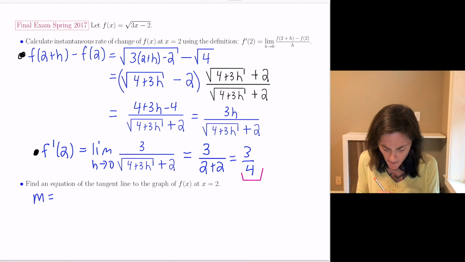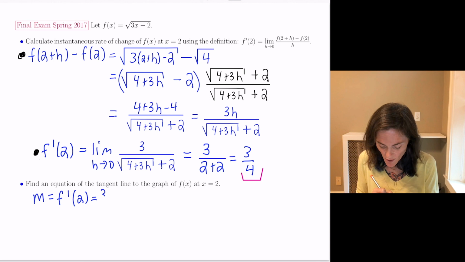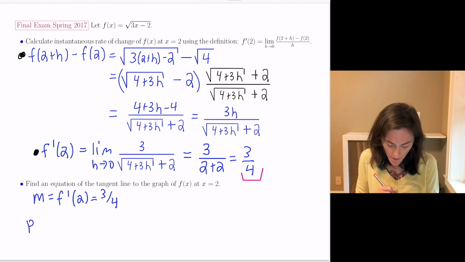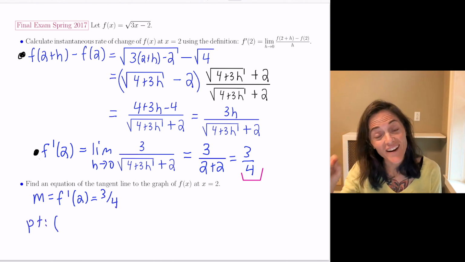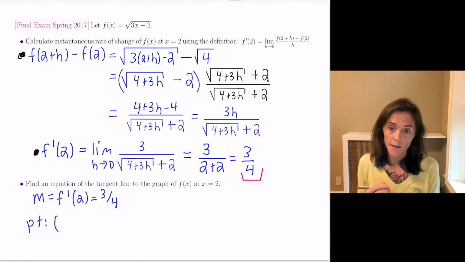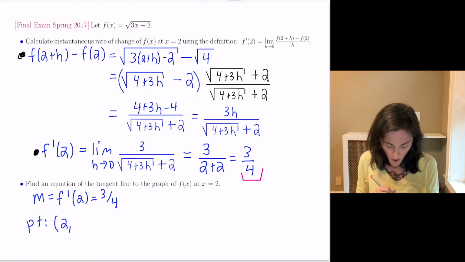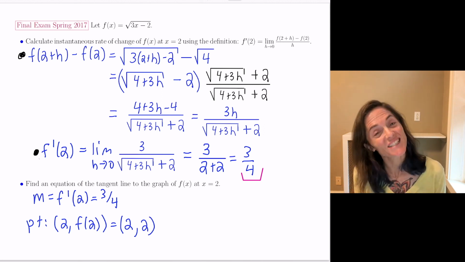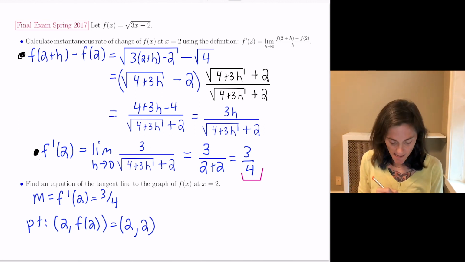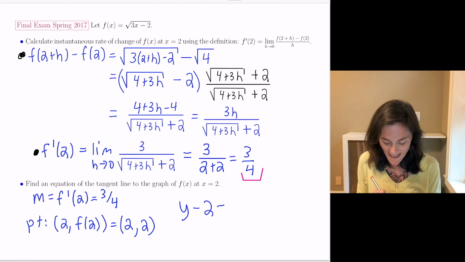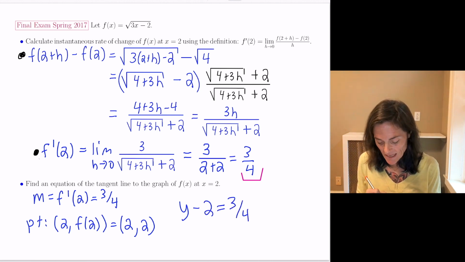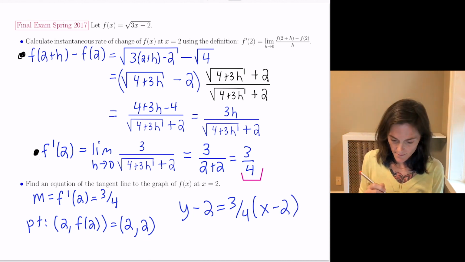We've already calculated the slope of the tangent line. It's the derivative, which is 3/4, and then a point which is on my graph and on my tangent line. This will be 2, comma, f of 2. F of 2, oh, is also 2. Okay, 2 is on my tangent line. So I have y minus 2 is the slope times x minus 2. And this would be my final answer.